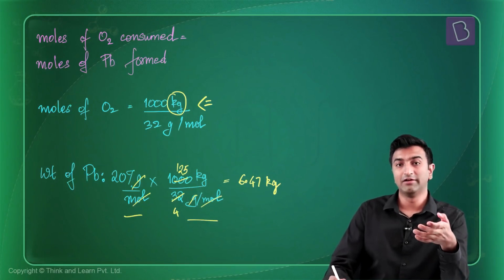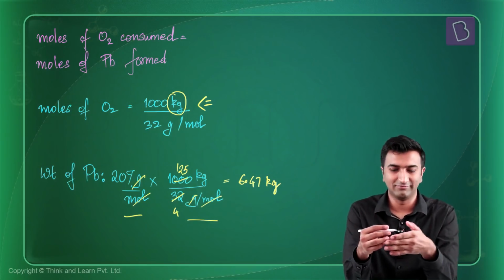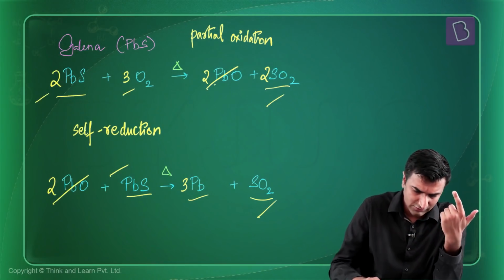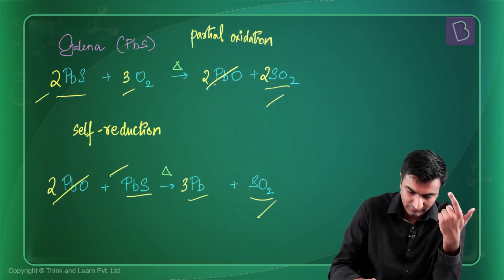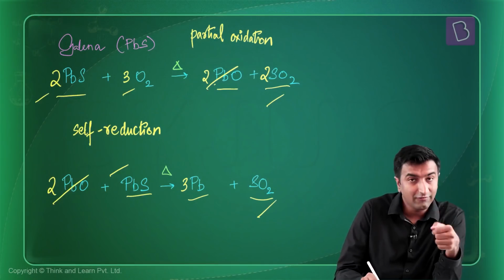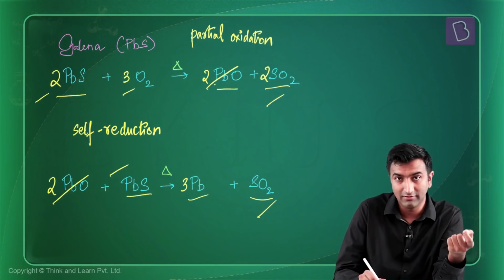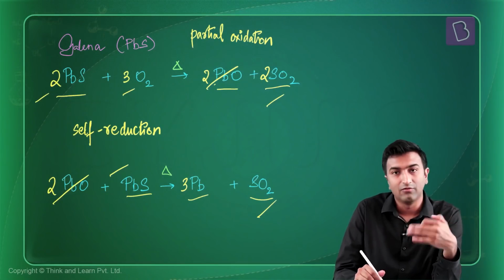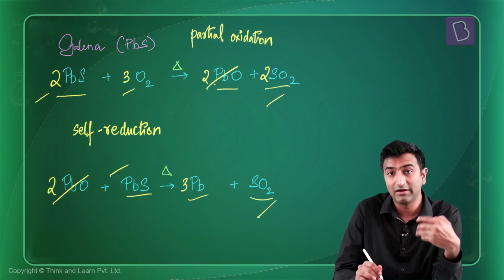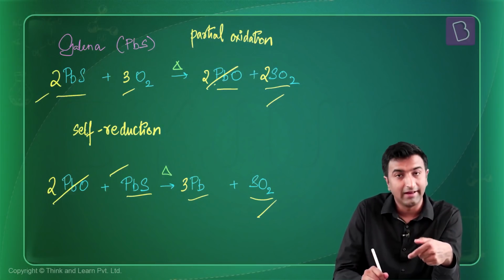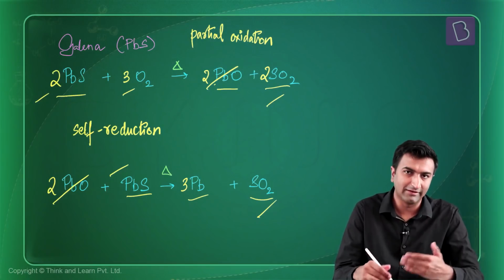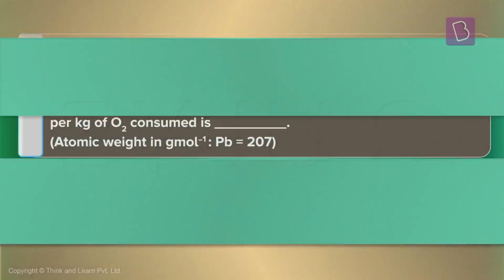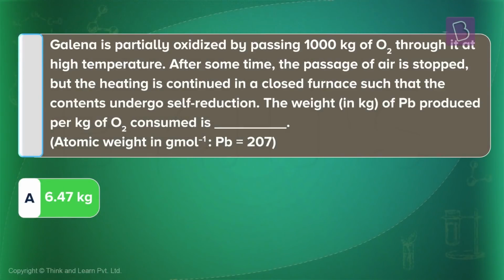Quick recap of what we did. Read the question out. Wrote down the relevant reactions. First is the partial oxidation. Why partial oxidation? Well, this is the reaction here. Pb can form PbO2, which is complete oxidation. Here we are only going half the way there, so it's PbO. And then we stop the supply of air, heat it at a higher temperature, and then it reacts with galena and gives you this product here. We add them both up, and then we do this math and get the answer to be 6.47 kilogram.